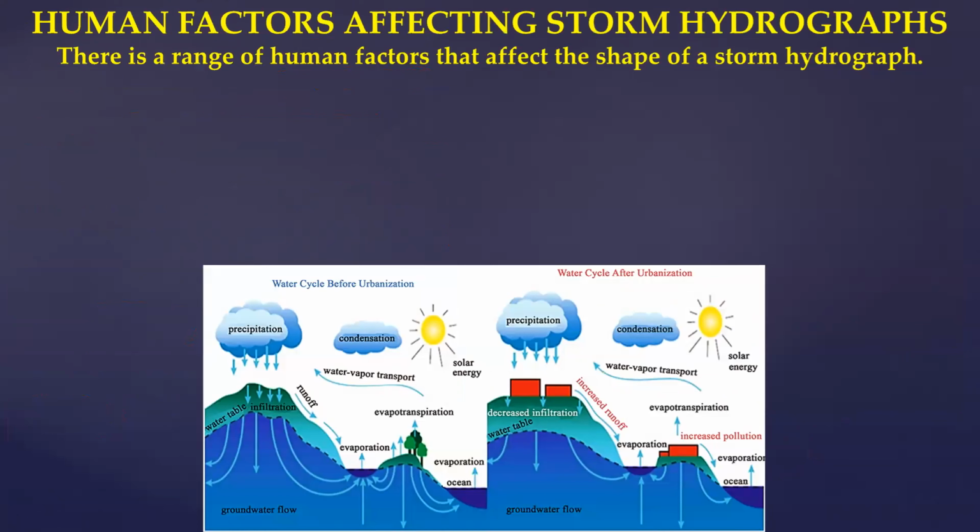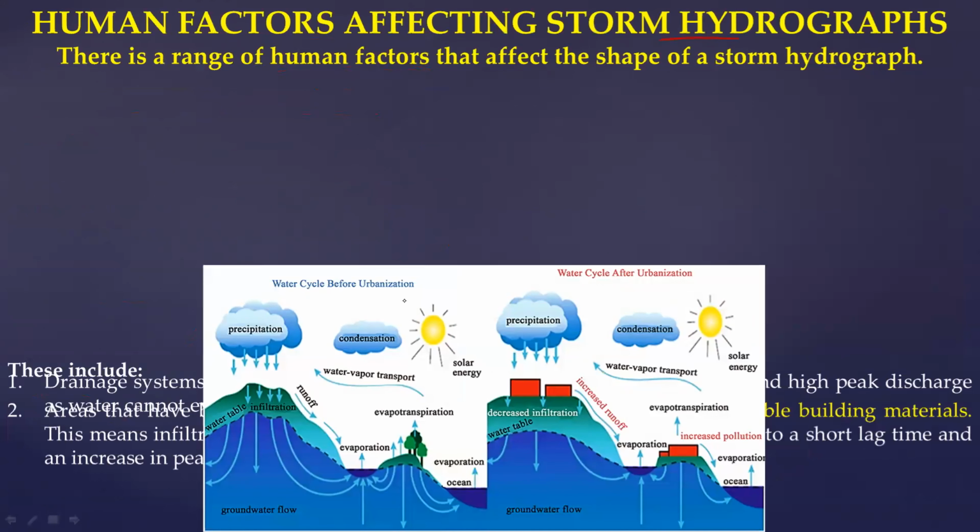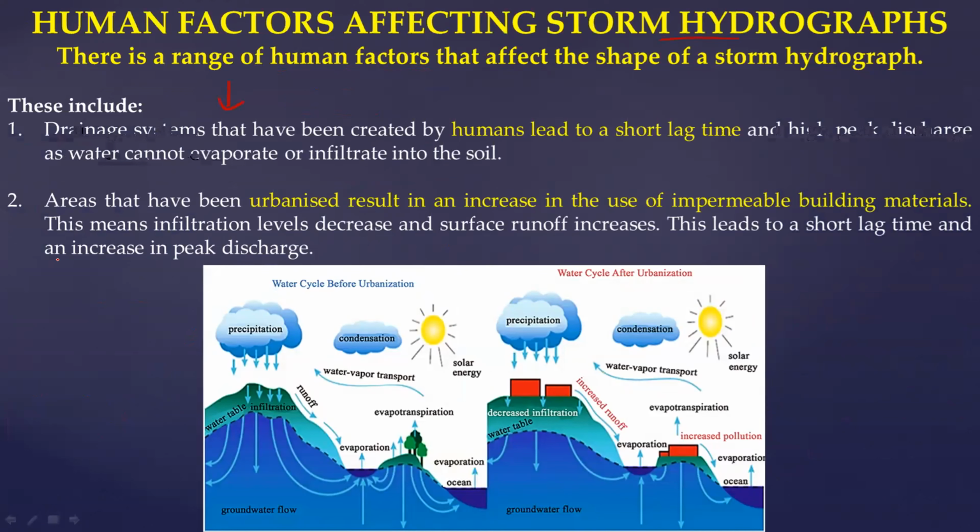Now come to the factors. There are human factors that are affecting storm hydrographs as well. So let's understand this range of human factors. If you observe in the diagram it's mentioned, and here in the text you can observe. Drainage systems have been created by humans, leading to shorter lag time. Shorter lag time means basically high peak discharge, as water cannot evaporate or infiltrate into the soil. It means that if you have a shorter lag time, the chance of flash flood is more.